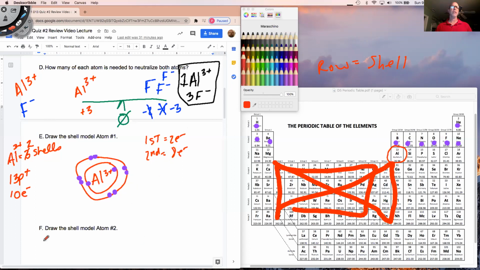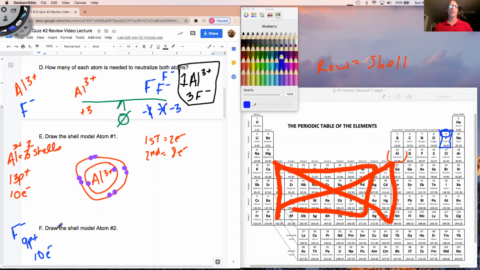So let's draw the shell for atom number 2. Atom number 2, ladies and gentlemen, was fluorine. So it's F minus. And we were told that F minus had 9 protons and 10 electrons. And that was this atom right here, 9 protons and 10 electrons. This fluorine atom right here has 9 protons. This one has 10 electrons.